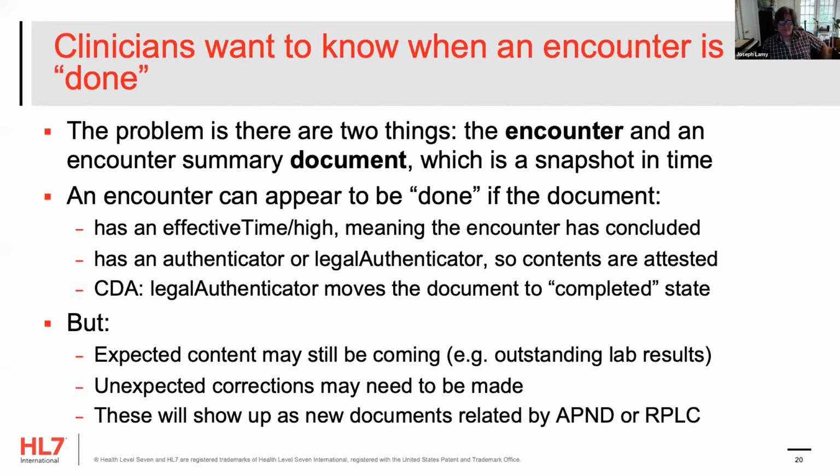and well, in the bullets that I've got, an encounter can appear to be done if the document has an effective time high, right? So that the encounter is concluded in time. It also can look like it's done if it's got an authenticator, if it's got a legal authenticator. But we had two examples where it could change after that. One is where you're expecting content. So for example, you have outstanding lab results. And then the other is, as always is the case, unexpected corrections.